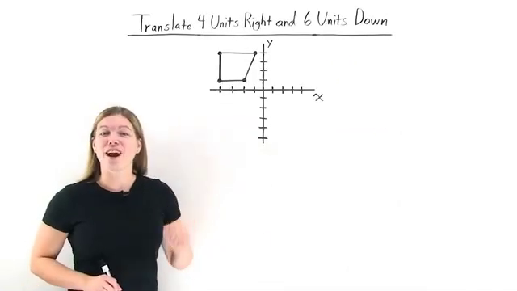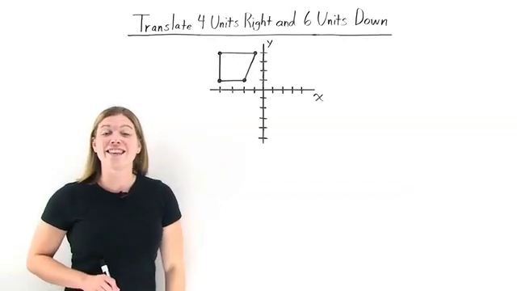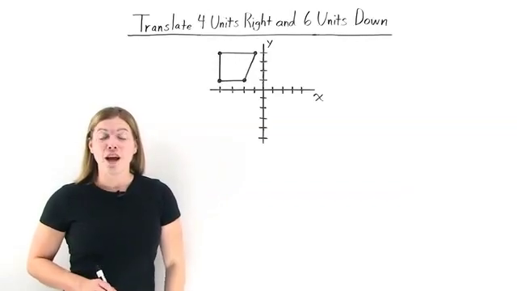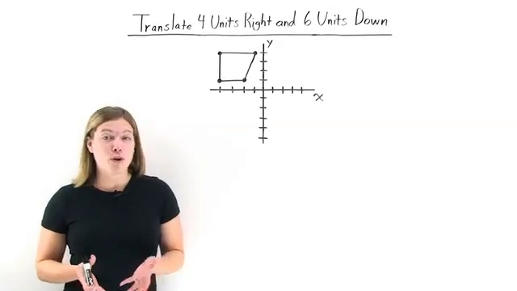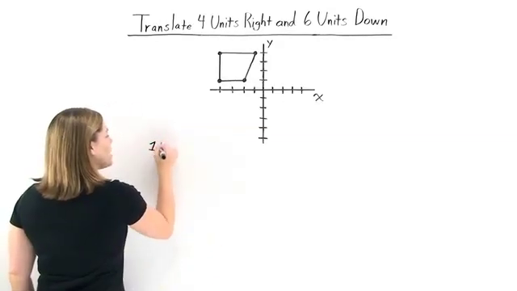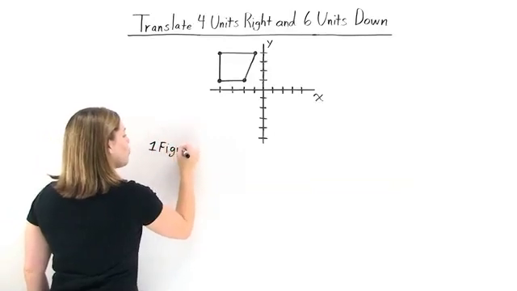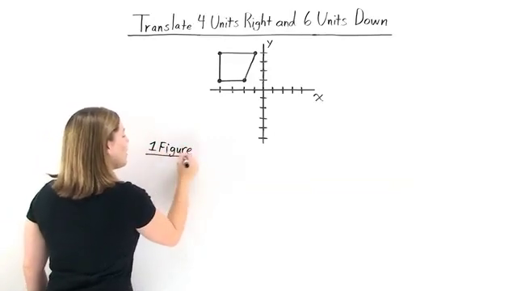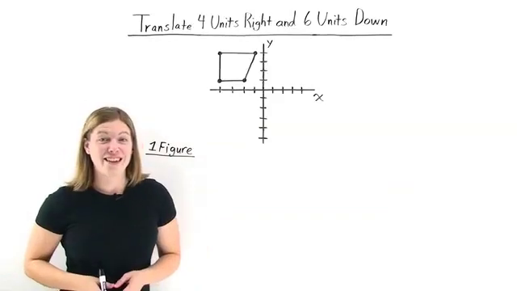Let's take this figure and translate it 4 units right and then 6 units down. For this problem, we're trying to perform multiple translations on just one figure. So let's start out by taking a look at the figure that we're trying to translate and see if we can figure out exactly what's going on.